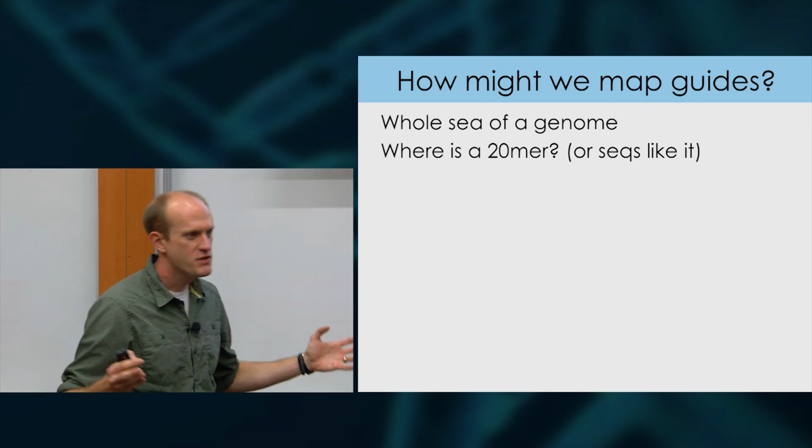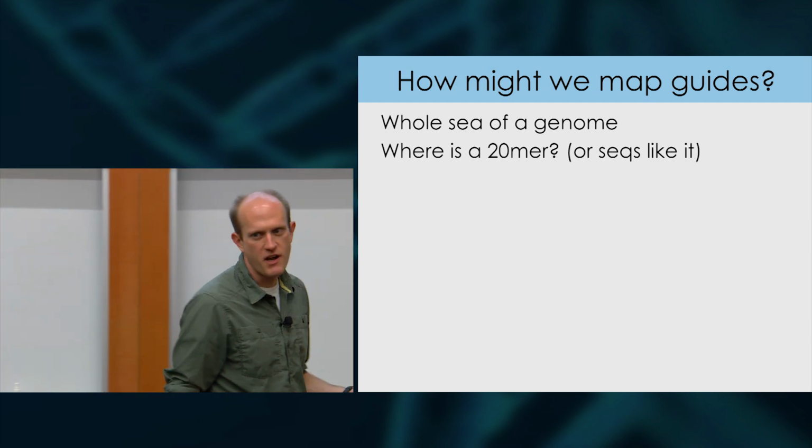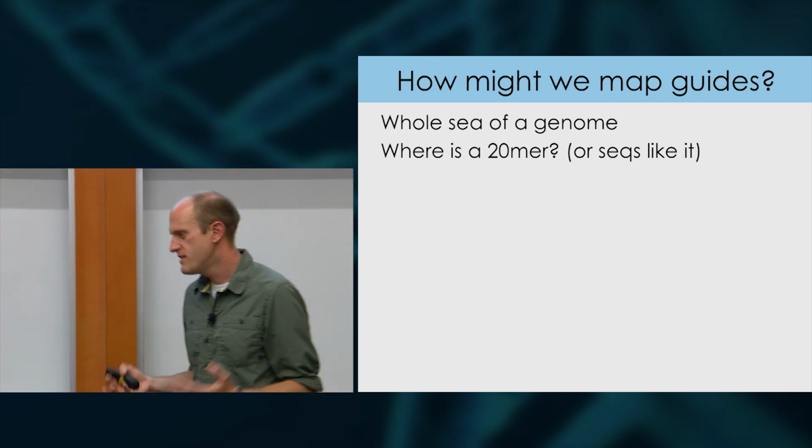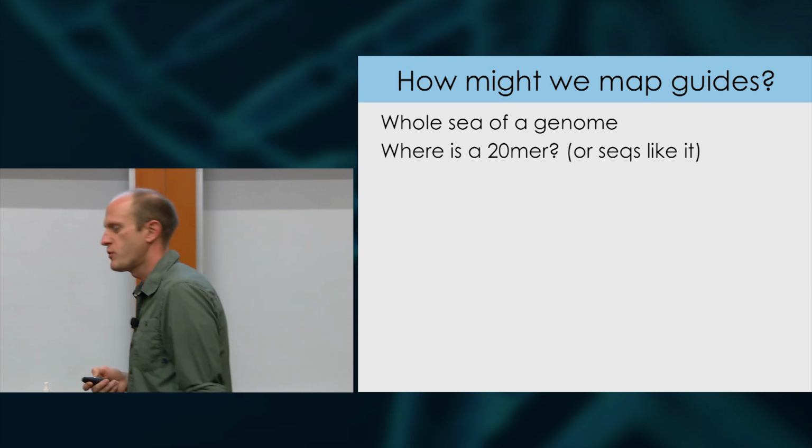We've got this whole sea of a genome. If we're in humans, it's big. God forbid we're working in onions or something, right? It's even bigger. So where is this little tiny 20mer?